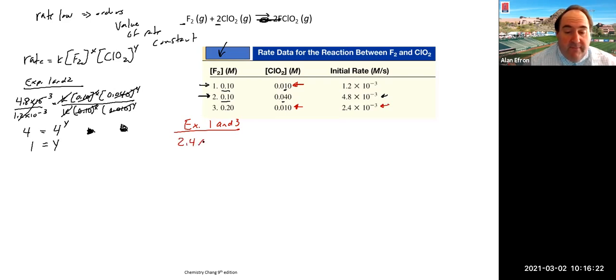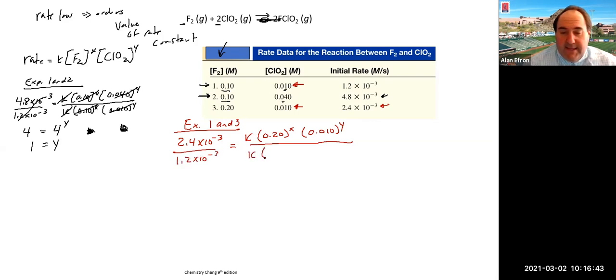So that's going to be 2.4 times 10 to the minus 3 is equal to our K and our X, which is 0.2 to the X, and our Y, which is 0.1. And now I'm going to put everything from entry number 1 down there on the bottom, I guess would be the better way of saying that. Gets us that, and we'll pop that guy in, and we'll pop this guy in.